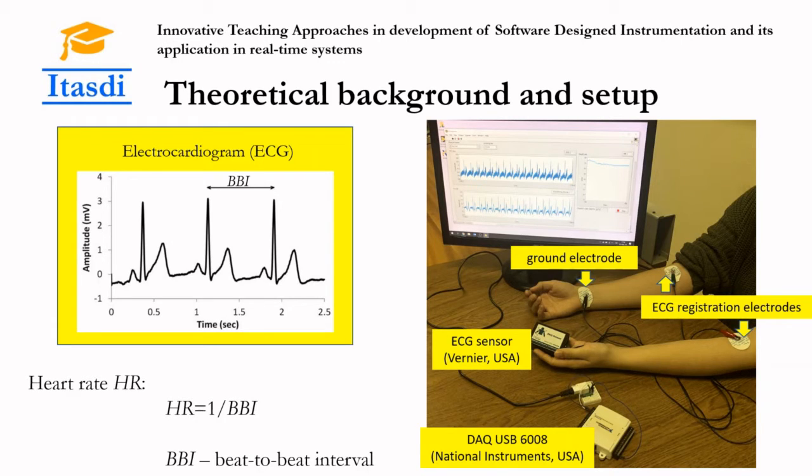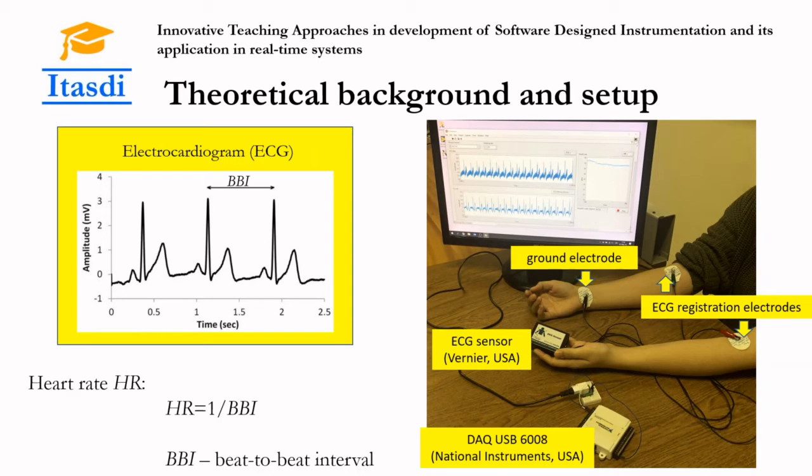The previous video presented code programming for the application that could be used for real-time heart rate monitoring. An example of an electrocardiogram, ECG, is shown in the figure on the left. Ventricular systole corresponds to ECG peaks that we call R waves. The time between two R waves is called the beat-to-beat interval. Heart rate is equal to the reciprocal value of the beat-to-beat interval.